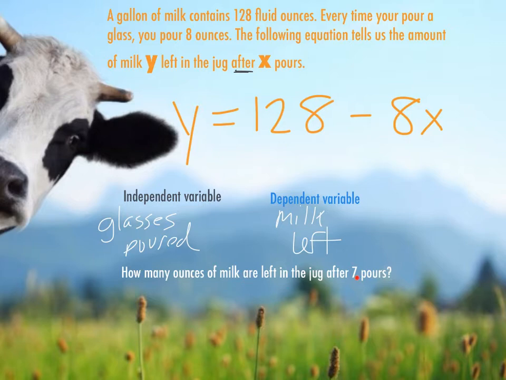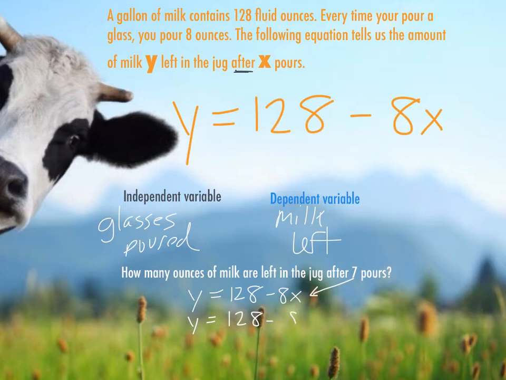So now let's answer this question. How many ounces of milk are left in the jug after 7 pours? So we're going to use this equation to figure that out. Okay, so I'm going to rewrite it. This equation tells us the amount of milk left, y. So y is the amount of ounces, so we're looking for y after 7 pours. Well, we know x stood for pours, right? So I'm going to take that 7 and put that where the x is. So now it's y equals 128 minus 8 times 7.